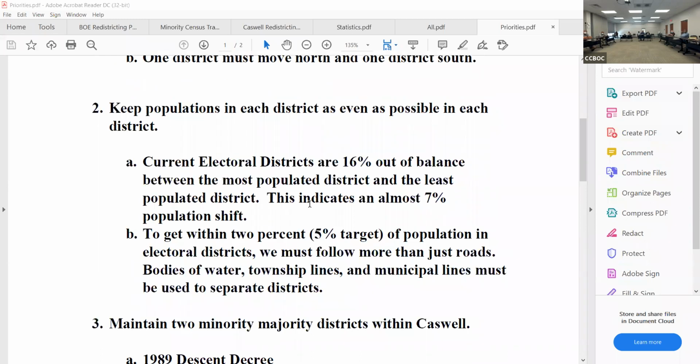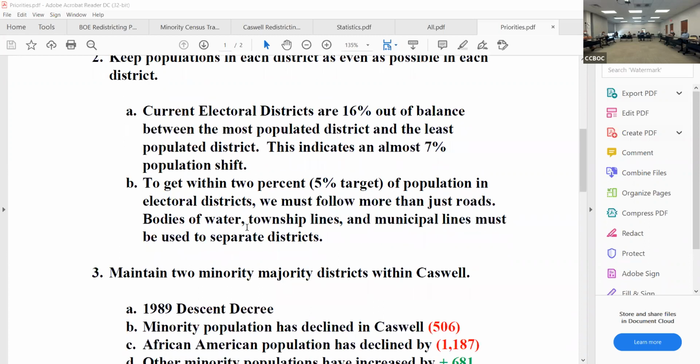The second priority was to keep populations in each district as even as possible. The current electoral districts, the ones you have today, are 16% out of balance between the most populated district and the least populated district. This indicates an almost 7% population shift in our county. To get within 2% and 5% of the target population in electoral districts, we must follow more than just roads. Bodies of water, township lines, and municipal lines must be used to separate districts.